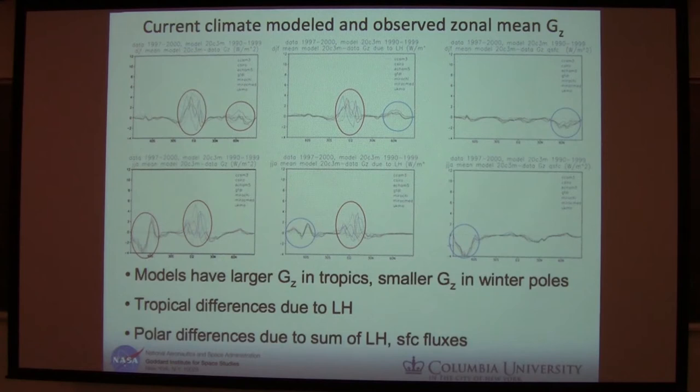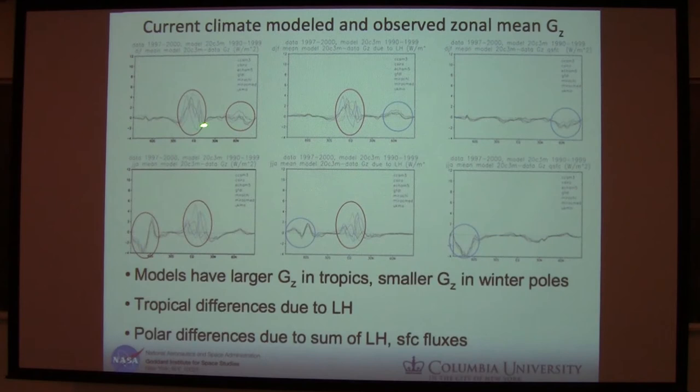This plot, which you probably can't see, is the model minus data GZ. This is DJF. This is JJA down here. This is the total. This is the latent heating. And this is the surface sensible heat loss. So it turns out the differences between the models and the observations are due mostly to differences in their tropical latent heating and their polar surface sensible heat loss, which makes sense because those are the two places and heating terms that most affect GZ. So here's DJF. We see that it's kind of messy to look at.